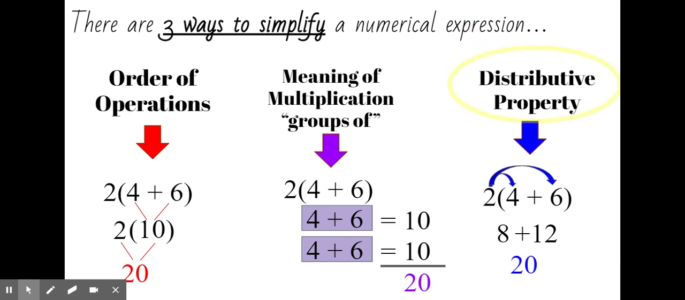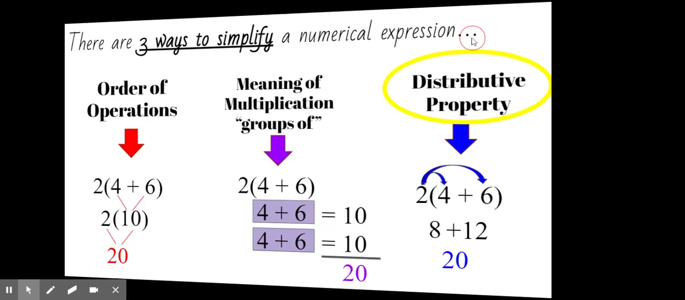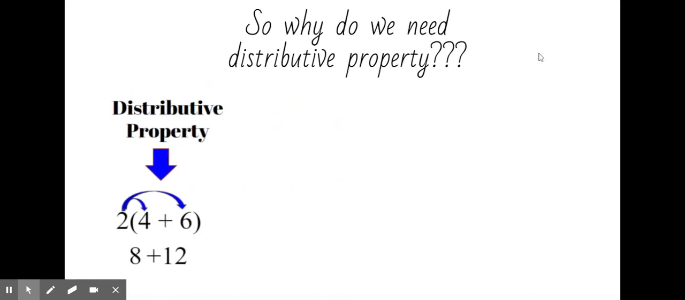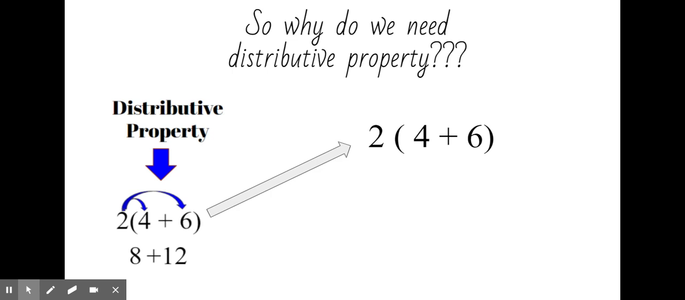So now let's take a look. Why do we need to use the distributive property when we could just use order of operations or groups of numbers? Well, in this same example, 2 times the quantity 4 plus 6. Of course, using order of operations when everything is a number would be the wisest choice.